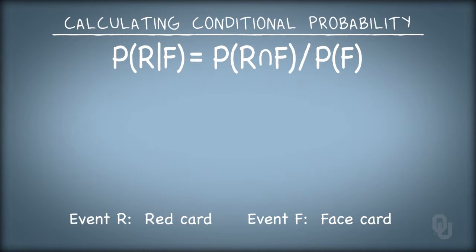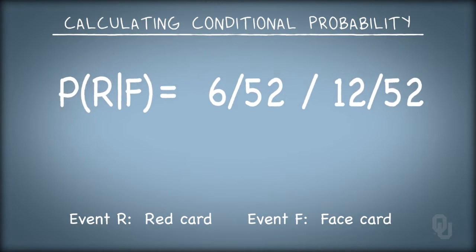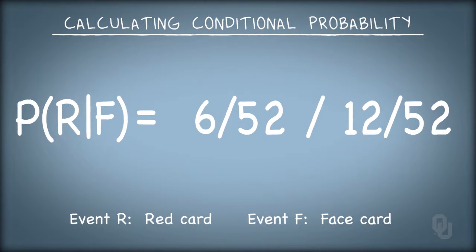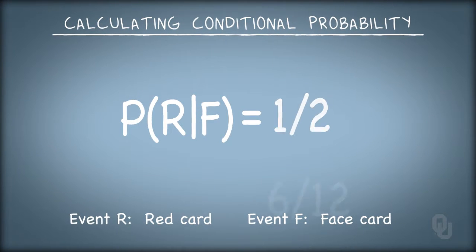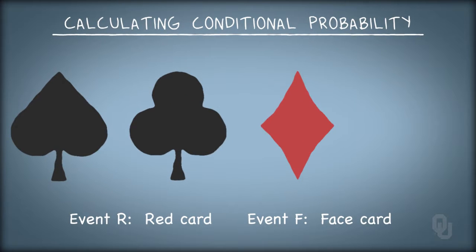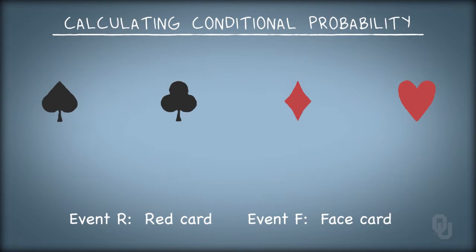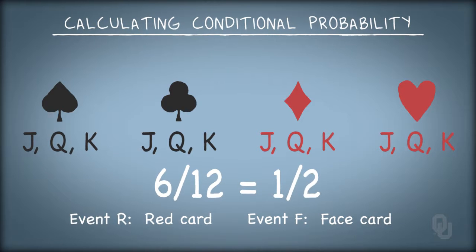Recall that the intersection between R and F has a probability of 6 over 52. The probability of F, the probability that we draw a face card, is 12 out of 52. Therefore, the probability of R given F is 6 out of 52 divided by 12 out of 52, or 6 out of 12, or 1/2. This should make some intuitive sense. Given that we know our random card is a face card, what is the probability that it's a red card? Well, half the 12 cards are red, so the probability that we have a red card, given that we know it's a face card, is 6 out of 12, or 1/2.